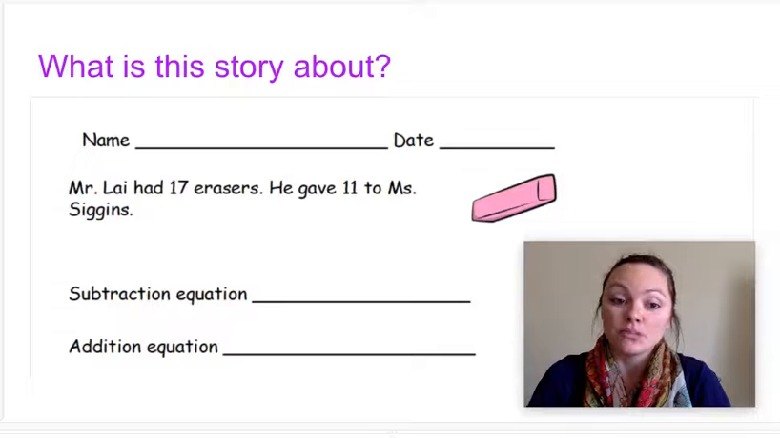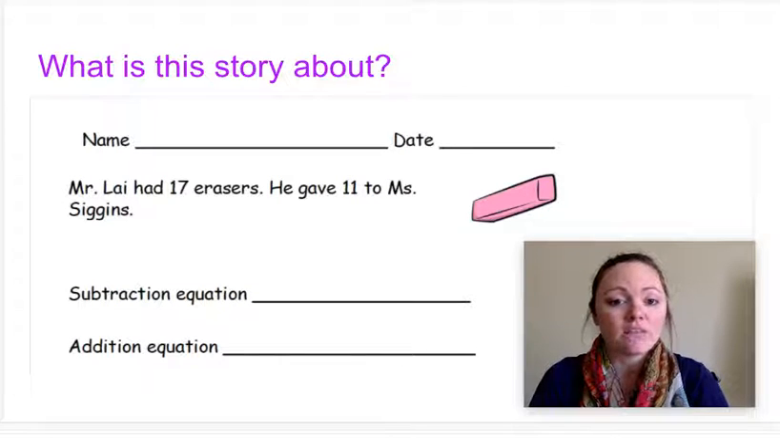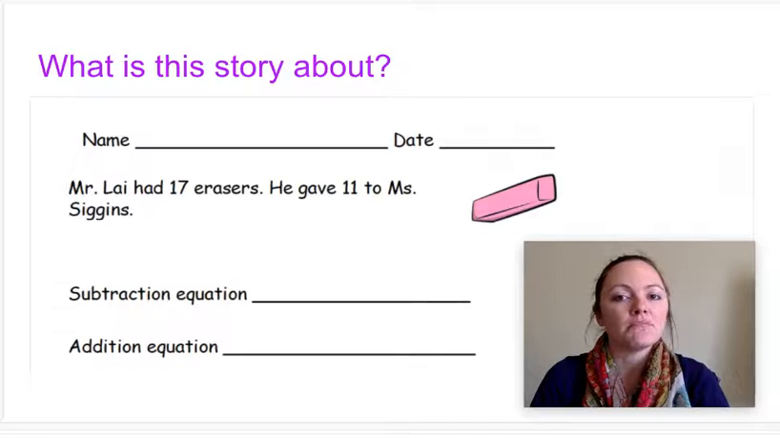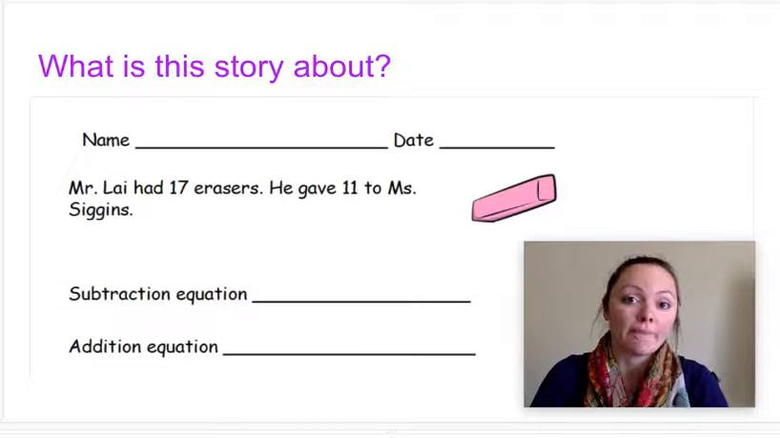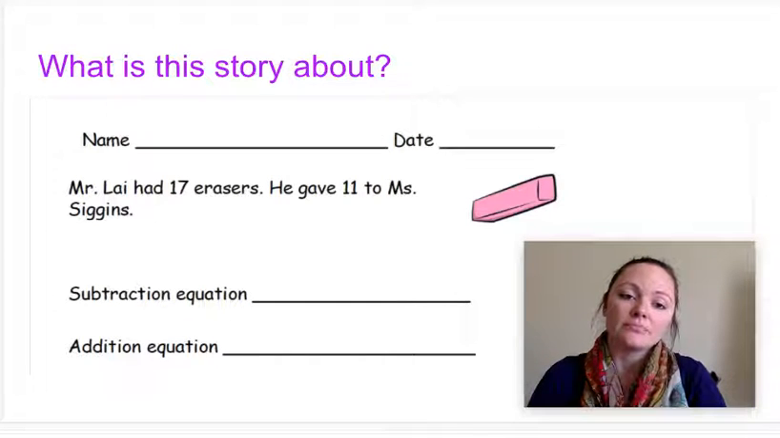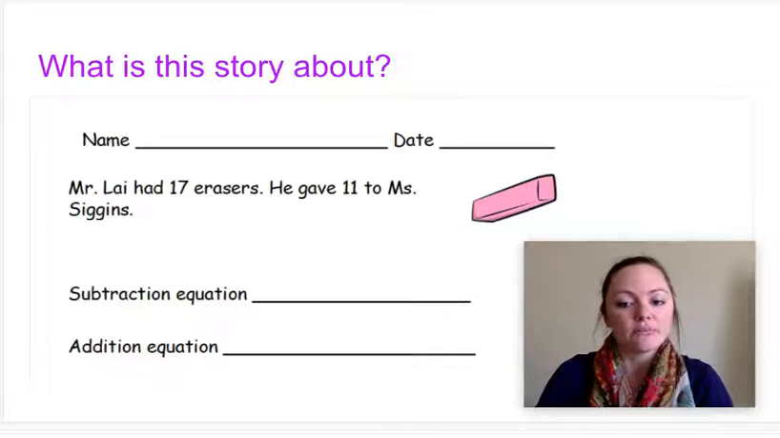It does say Mr. Lai had 17 erasers. And then he gave 11 to Mrs. Siggins. So what this is telling me is that Mr. Lai had some erasers and gave some away. All right. So we got that part down. Let's go on to the next part.